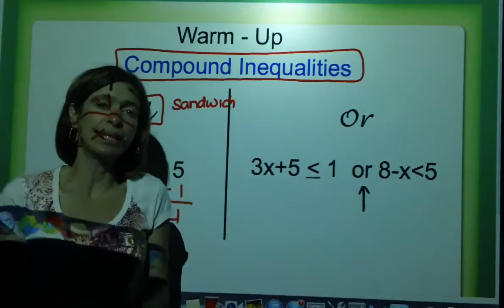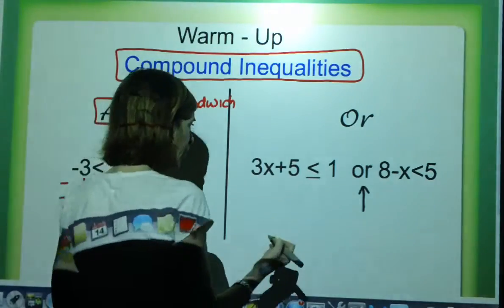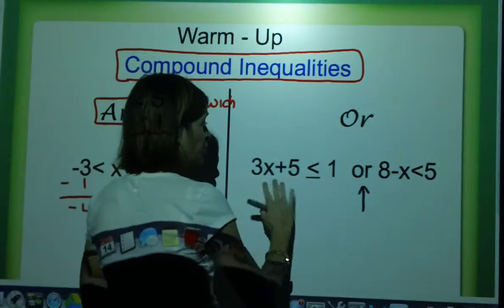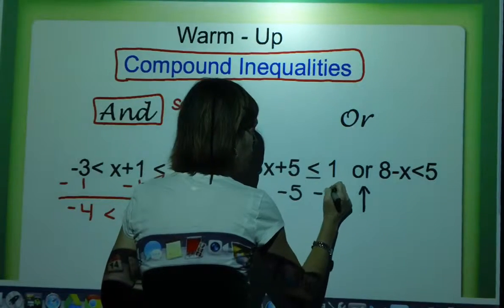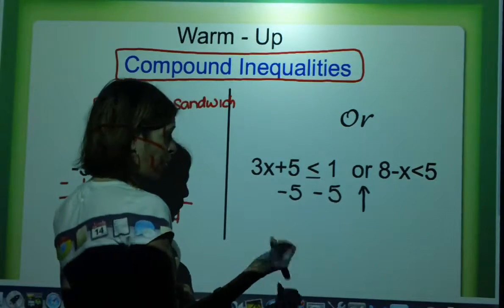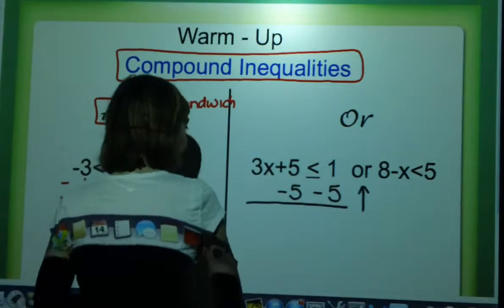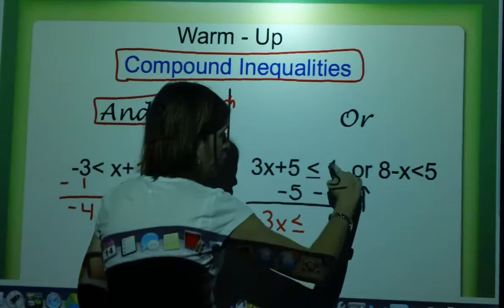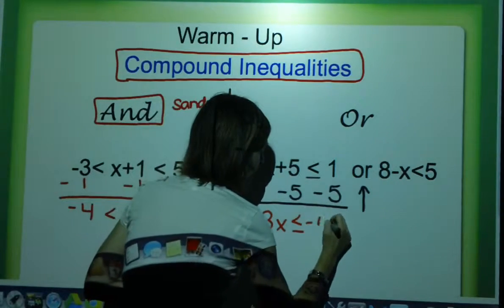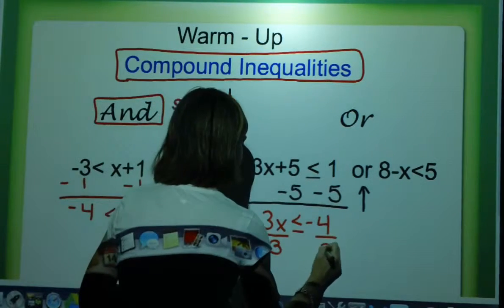or, because it means that one of them can happen or the other one. Okay, so the first thing that we do is we solve each one just like we would a regular inequality. So we do backwards PEMDAS and we isolate our variable. So we subtract 5 from both sides. Okay, and then we get 3x is less than or equal to 1 minus 5 gives me -4. And then we divide by 3.